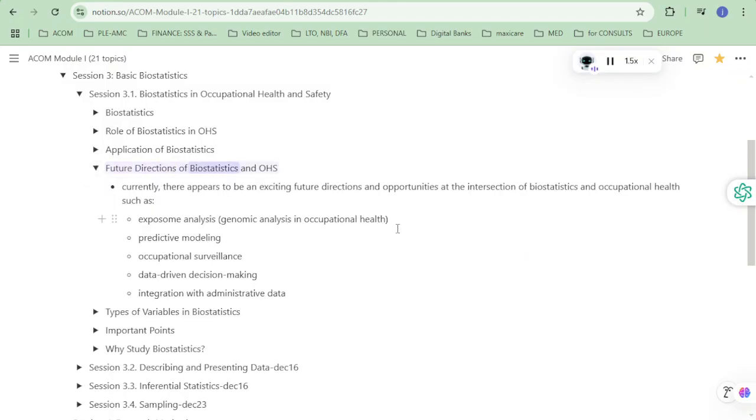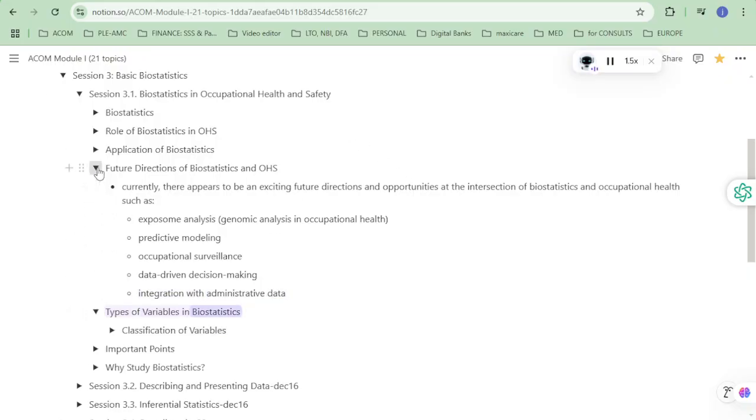Future directions of biostatistics and OHS. Currently, there appears to be exciting future directions and opportunities at the intersection of biostatistics and occupational health, such as exposome analysis, genomic analysis in occupational health, predictive modeling, occupational surveillance, data-driven decision-making, integration with administrative data.